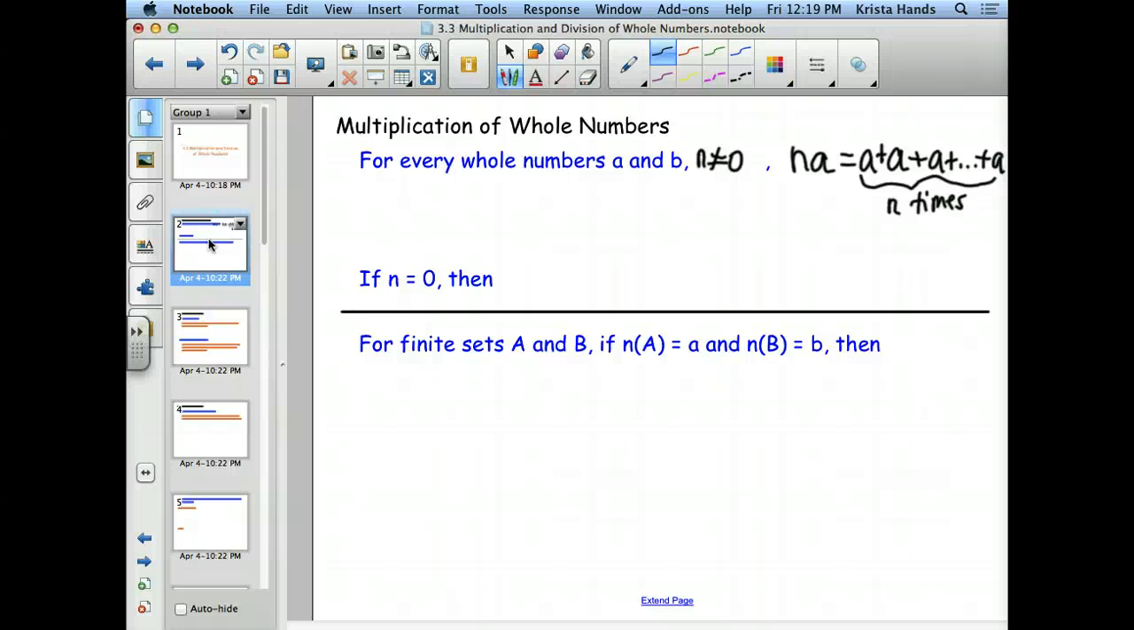And if n equals 0, then by definition we say that 0 times A is 0. The definition doesn't really work if n was 0 from the first part. That's why it's a second case.